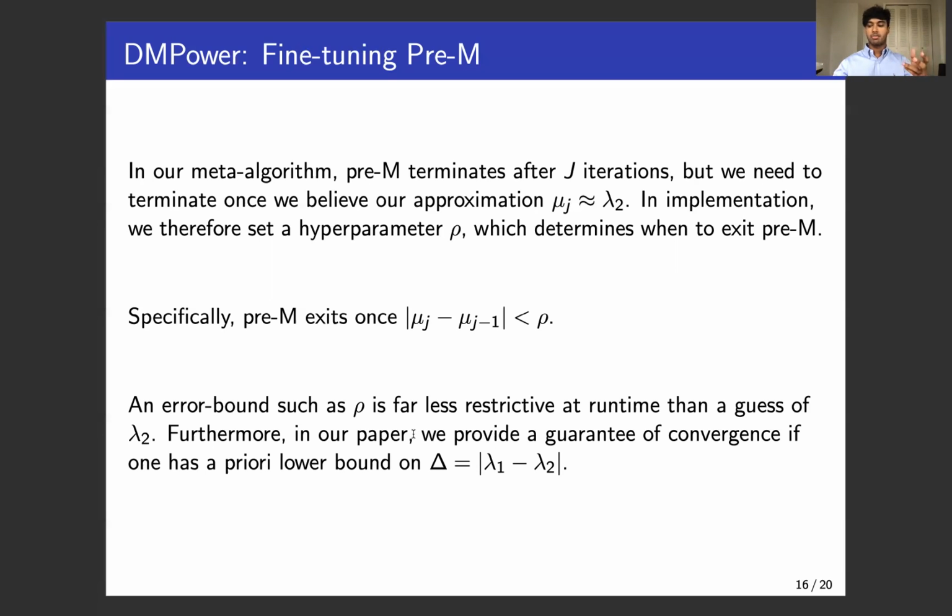So in our paper, we actually provide a convergence guarantee if you have an a priori lower bound on this gap. So if you wanted to be extra conservative, you go ahead and set this expectation of your lower bound on that gap to machine precision, if you wanted to be absolutely sure or close to absolutely sure. Okay, so this is a far less restrictive hyperparameter.